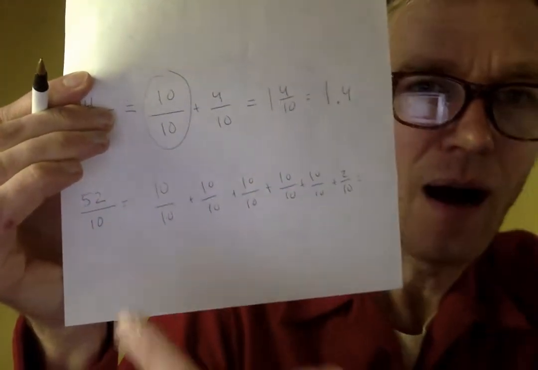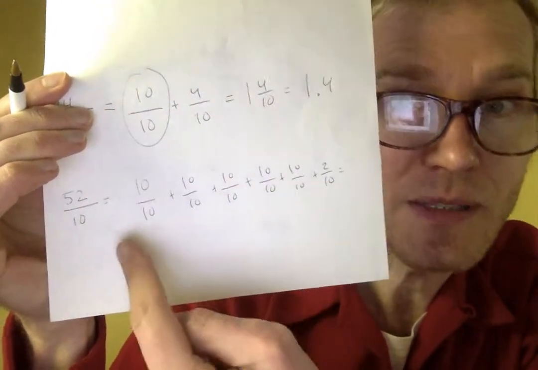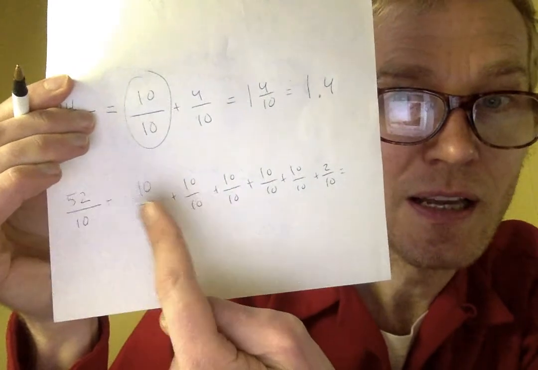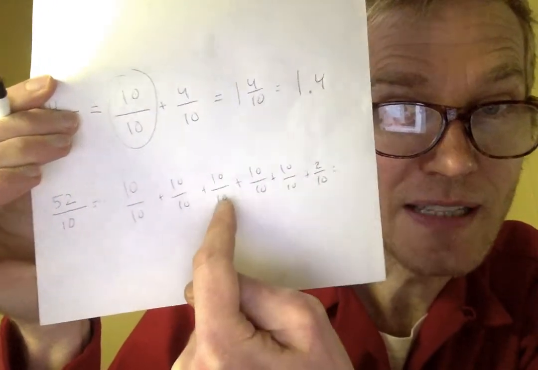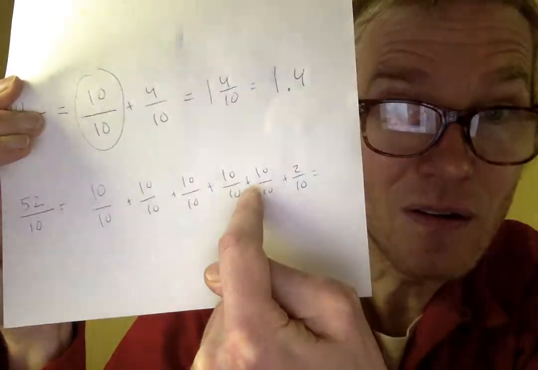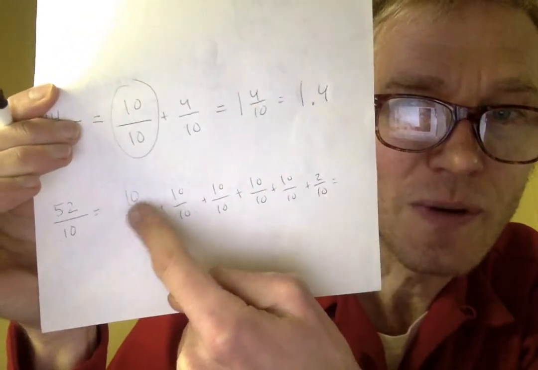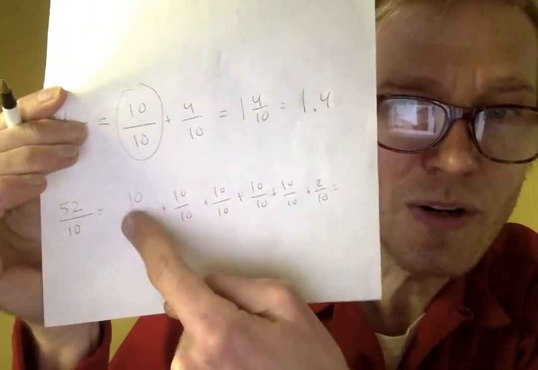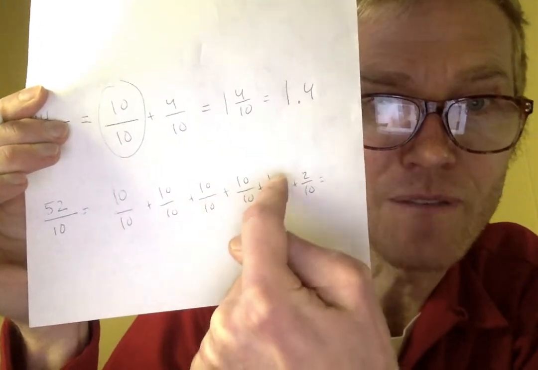And they're like, all right, well, I'll give you $1 for each of 10 of your dimes. 52 tenths is 10 tenths, that's a whole. 10 tenths, that's a whole. Each one of those 10 tenths is a whole. And 2 tenths is not a whole. So notice how the top number equals 52, 10, 20, 30, 40, 50, 2.